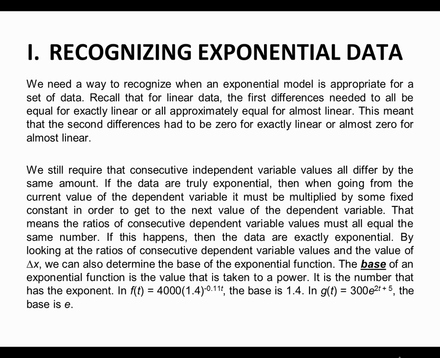So for instance, f of t equals 4,000 times 1.4 to the negative 0.11t. The base is 1.4. Remember, the 4,000 was the initial amount. In g of t equals 300 times e to the 2t plus 5, e is the base. Remember, 300 is the original amount. So we have a way to get the base. Hopefully the problem will tell us the initial amount, or if it doesn't, maybe the table has a value for t equals 0, and that's the initial amount.